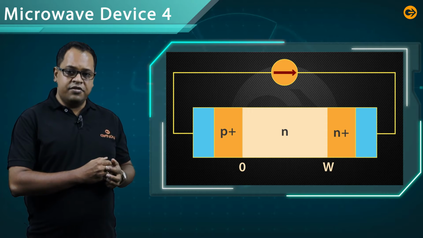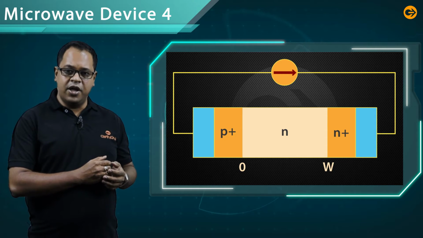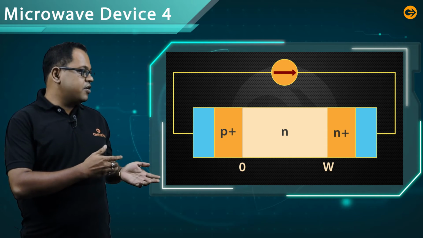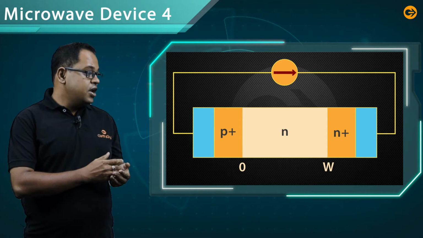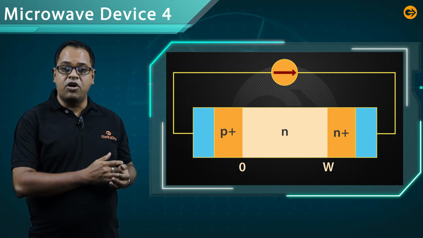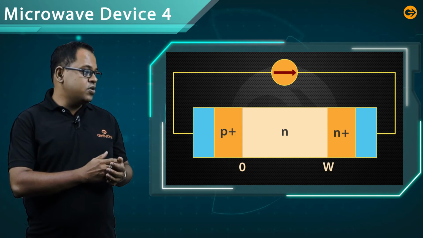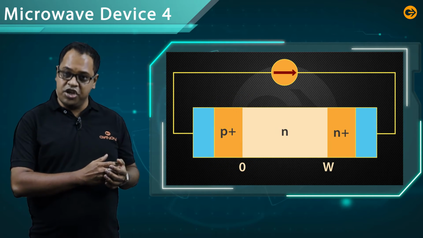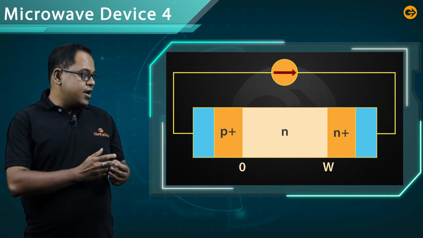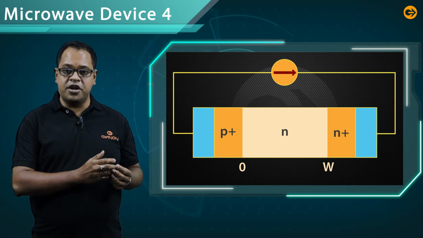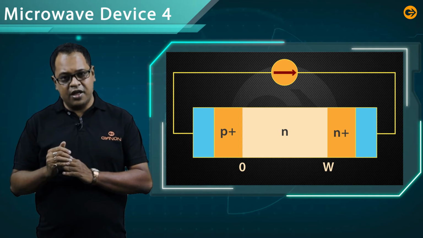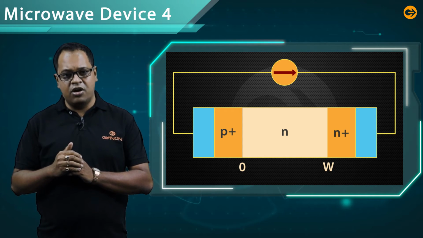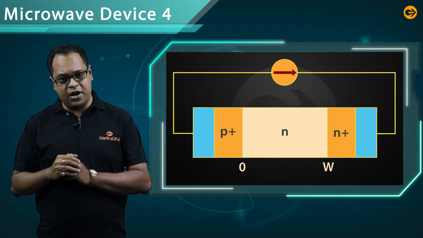And let us discuss the operation of the diode. Diode is generally operated in reverse bias condition. This causes an increase in the E field, or the electric field, in between the P plus and N region, and the minority carrier is generated with a very high velocity. That is the structure and the operating principle of the trapped diode.